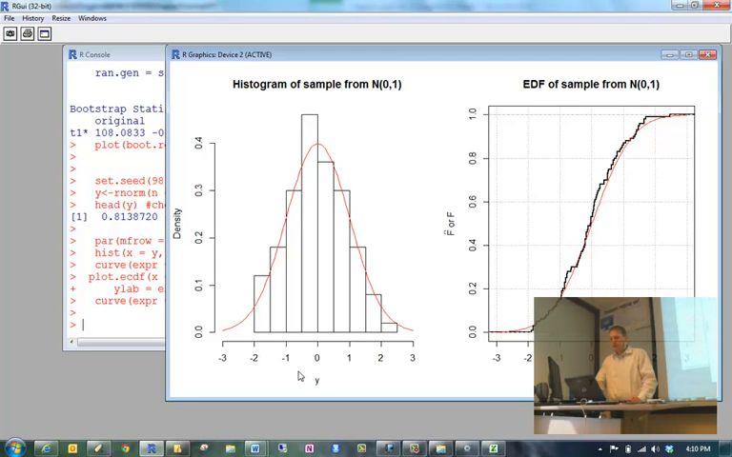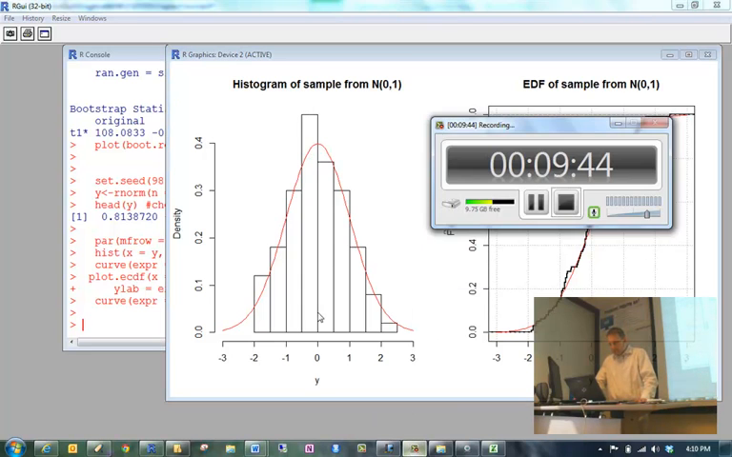Okay? So sometimes people get a little bit picky about, well, geez, we don't see the black line, this EDF, falling right on top of that red line, which is the standard normal. Well, you're not going to get that exactly. There's going to be some variability. So this is a case where indeed normal 0, 1 is correct, and we see that we have some deviation from it. Even on this histogram, look, this bar is a little bit higher than the line. Okay. So let's move on.